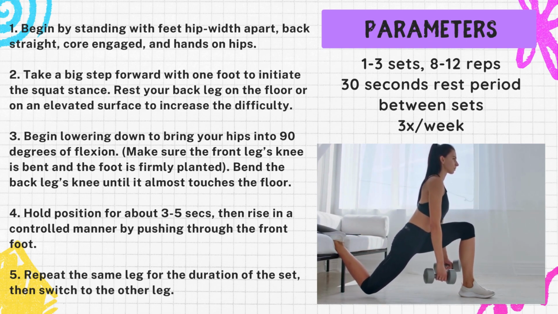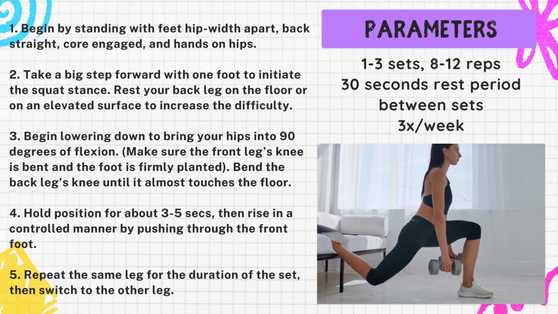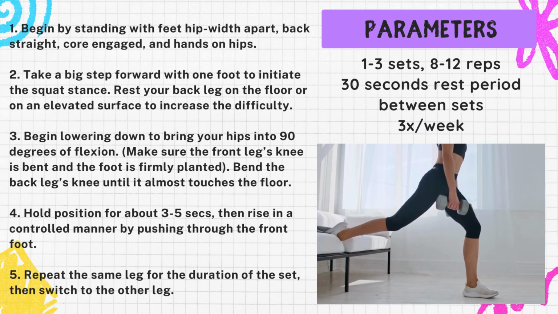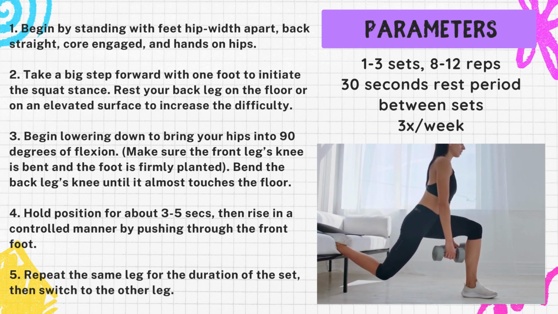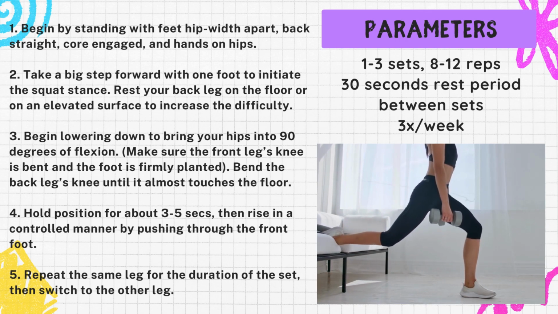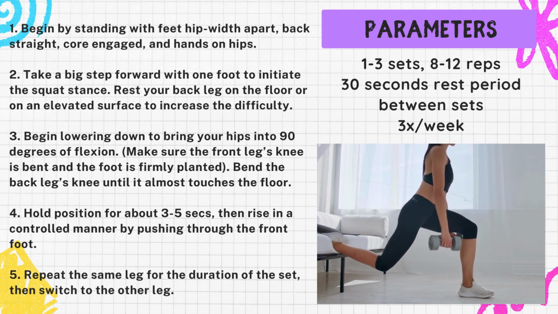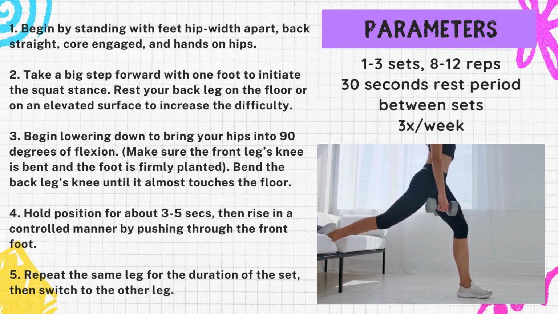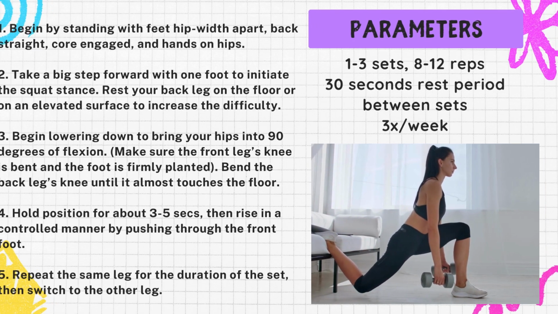Third, begin lowering down to bring your hips into 90 degrees of flexion. Note, make sure the front leg's knee is bent and the foot is firmly planted. Bend the back leg's knee until it almost touches the floor. Hold position for about 3 to 5 seconds, then rise in a controlled manner by pushing through the front foot. Repeat on the same leg for the duration of the set, then switch to the other leg. So the parameters are 1 to 3 sets of 8 to 12 reps and a 30 second rest period between sets, and you'll do this 3 times a week.